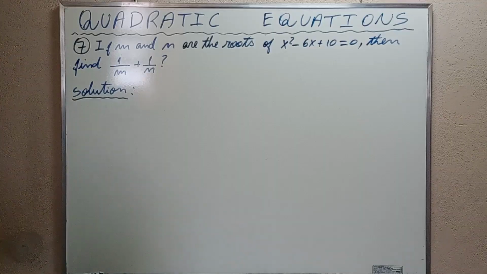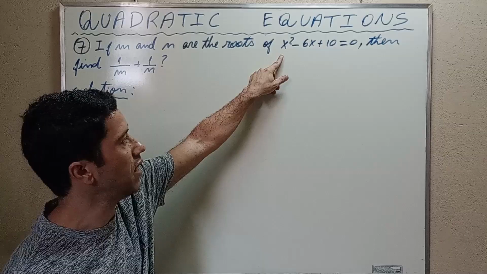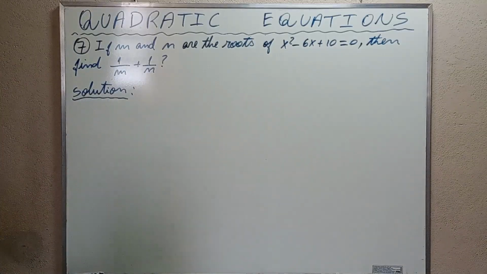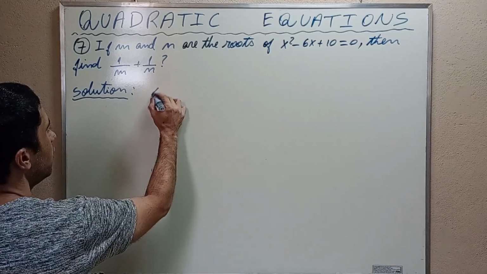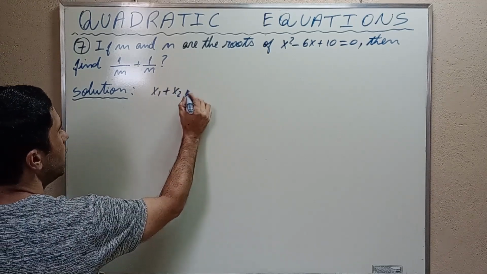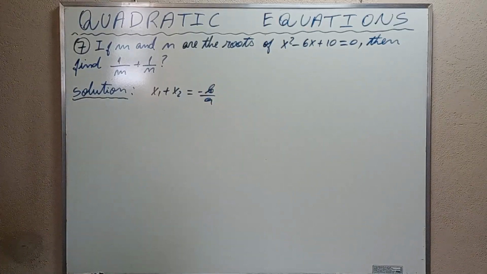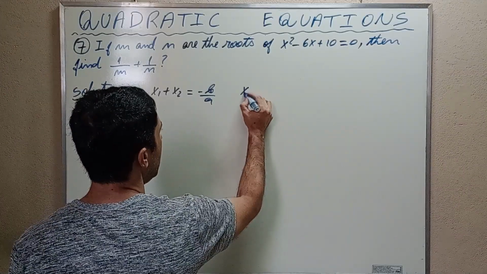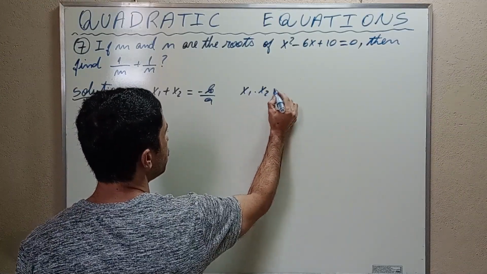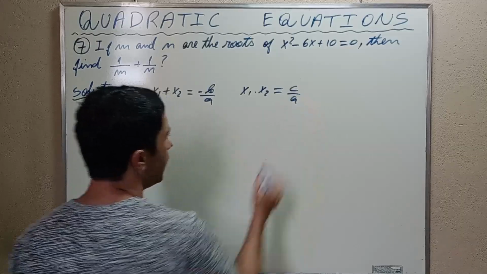Observe that for any given quadratic equation, we have two roots. They can be distinct or equal, but in the general case, they are two roots. We shall use that the sum of the roots is equal to negative b over a, and the product of the roots, x1 times x2, is equal to c over a, okay?